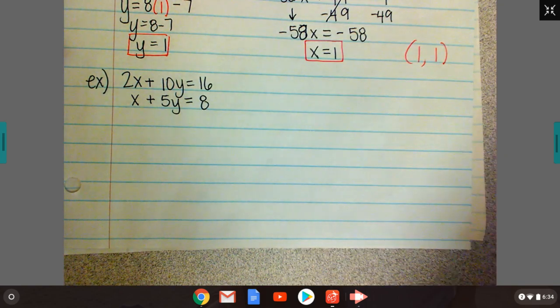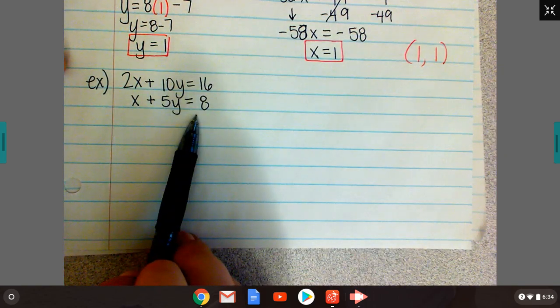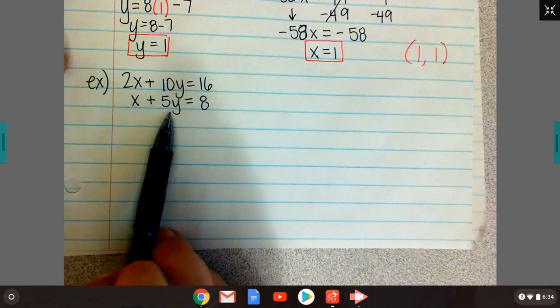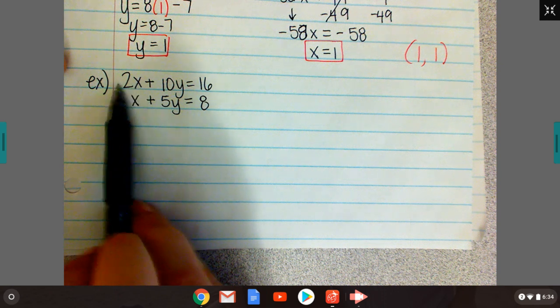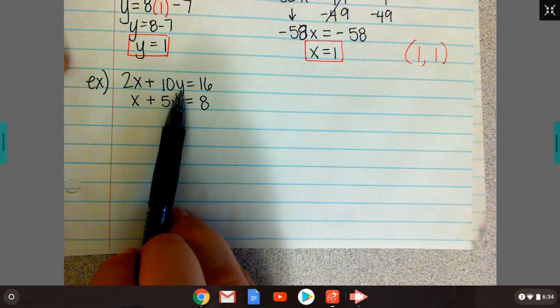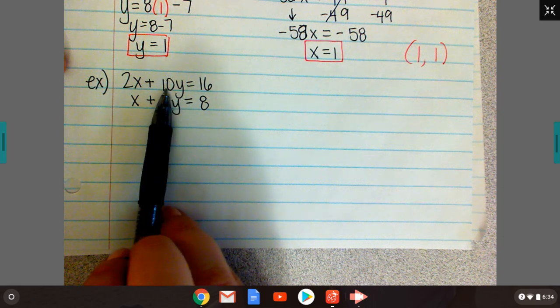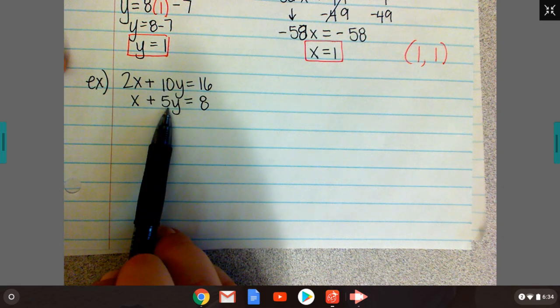All right, so let's see. Since neither of these is solved for x or y, and I want to substitute, I need to get one of them solved for x or y. Looking through, if I had picked this x to solve for, I'd have to eventually divide by 2. If I pick this y, I'd have to eventually divide by 10. If I pick this y, I'd have to eventually divide by 5.